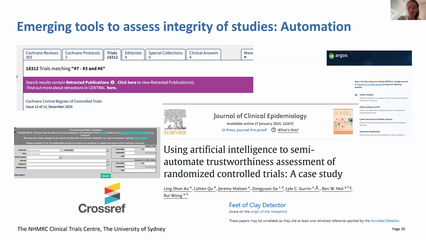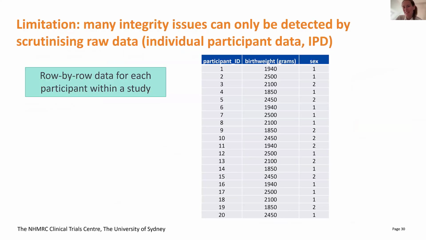And there's the Retract2Bot, which I quite like the name of, which alerts authors when papers they have cited are retracted. Now, there's a limitation to these tools that we've just gone through, and that's that many integrity issues can actually only be detected when we look at the underlying data, not just the publications alone. What do I mean by raw data or IPD? I mean these kind of data sets. So actually having a row for each participant that's been randomized or that's in the study.